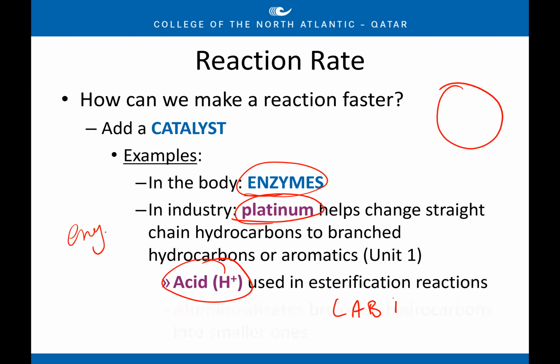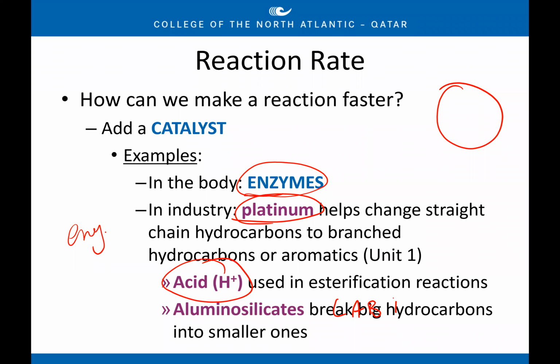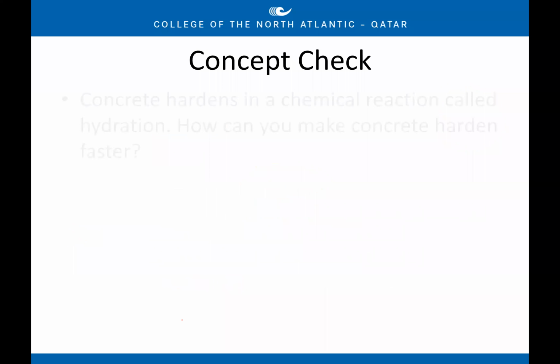Now, aluminosilicates can break down big hydrocarbons as well. So platinum and aluminosilicates. Don't worry, you don't need to memorize aluminosilicates. But there's lots of different chemicals that make a reaction go faster.